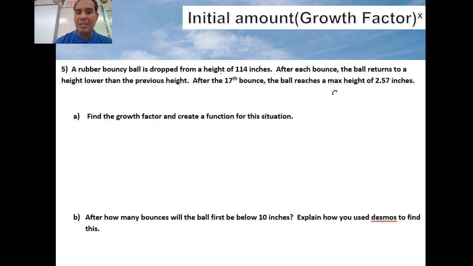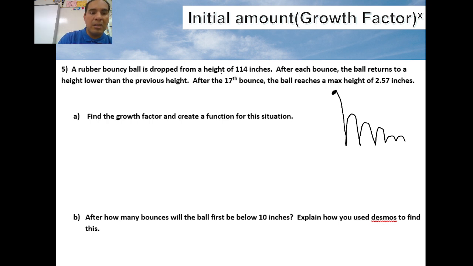Kind of the idea is this: you drop a ball from the air and every time it hits the floor, boom, it bounces. And every time it bounces a little bit lower than the previous time. And so after 17 bounces, it's now 2.57 inches. Find the growth factor and create a function for this situation.